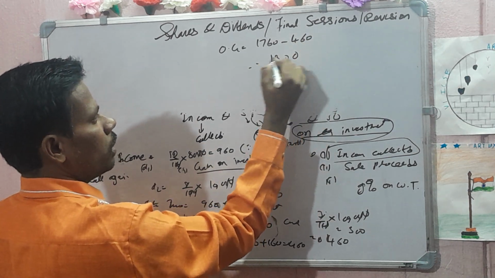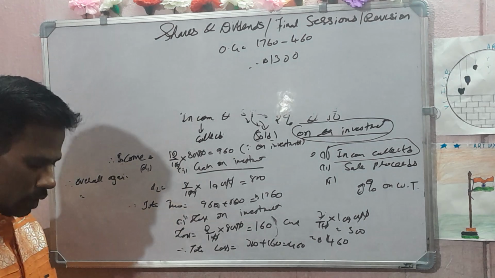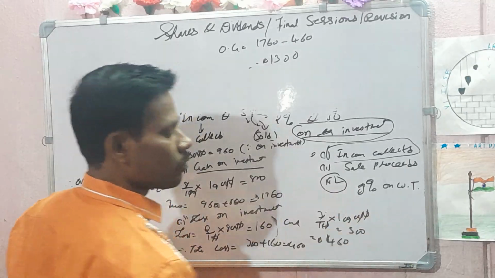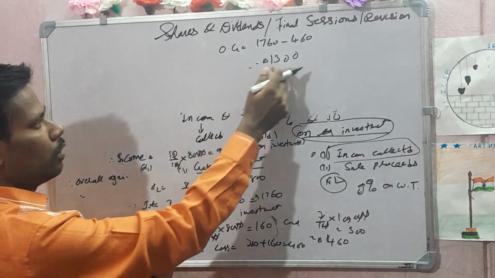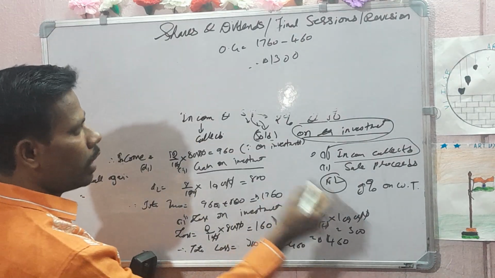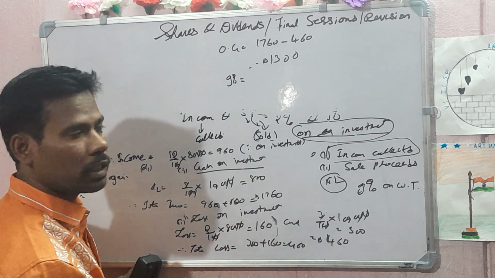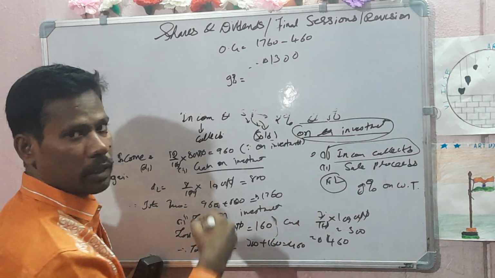7 minus 4 is 1300. Rupees 1300. Right? So next I am doing this one, third section. Overall gain is 1300 rupees. Now gain percentage is asked. Gain percentage is what? Total investment. Total investment is what? 10,000 plus 8,000.